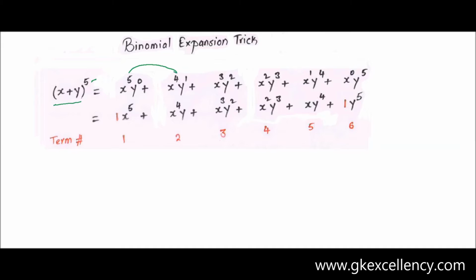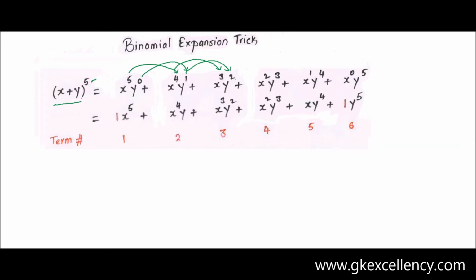So x raised to 4, and start increasing y by 1. In other words, I started with the highest power of x, which is 5, and the lowest power of y, which is 0. In every step, I'm going to decrease x by 1 and increase y by 1. And again, in the third step, I decrease x by 1 and increase y by 1.